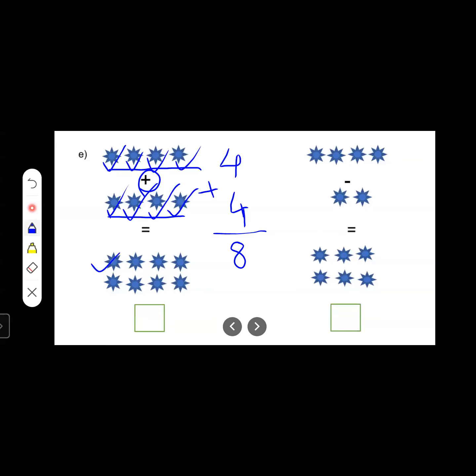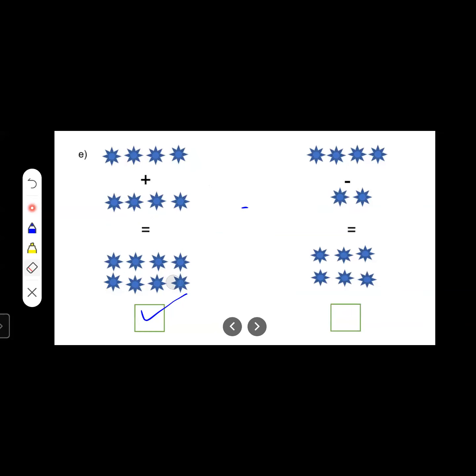Count 1, 2, 3, 4, 5, 6, 7, 8. Yes. So 8 stars are there. That means this is correct because 4 plus 4 is equals to 8. Now let us count these stars and see whether the answer is correct or not.